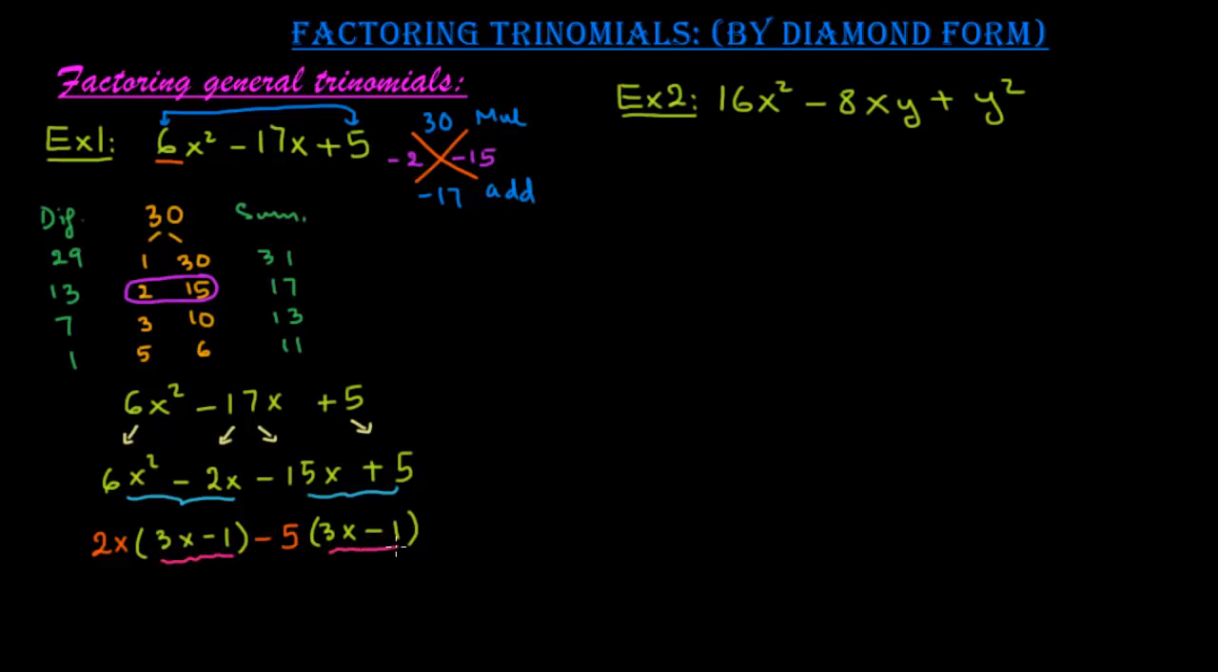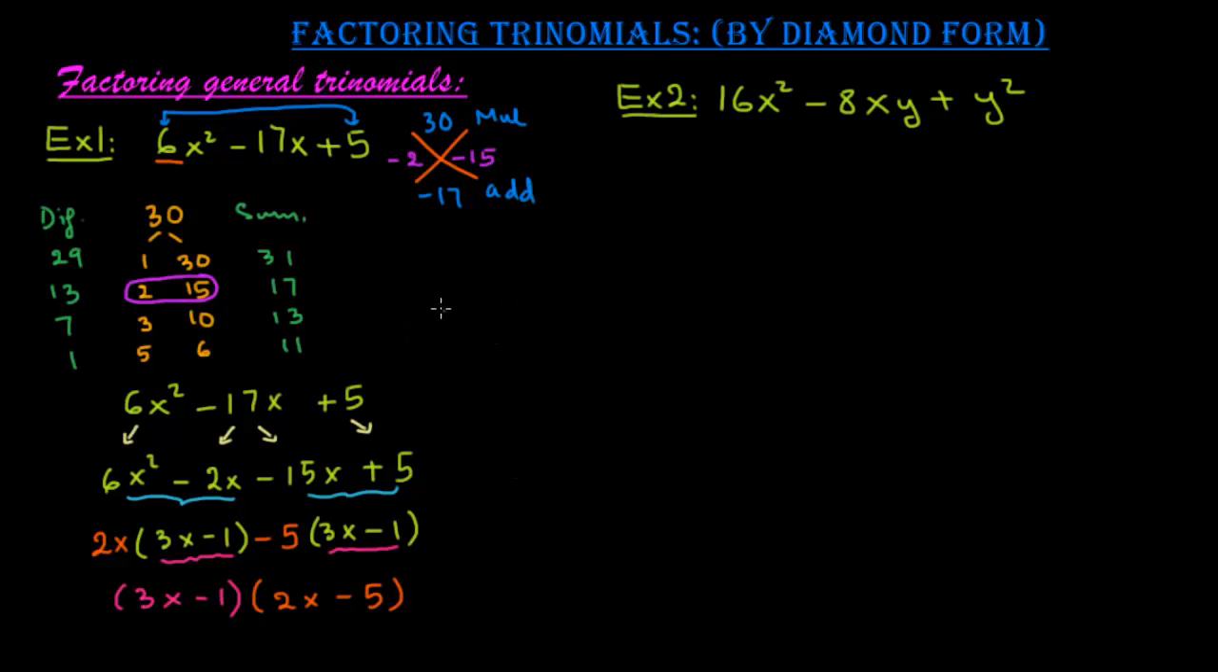And again, anytime we do grouping 2 by 2, they are always alike. So keep going, pull it outside. We have 3x minus 1 times 2x minus 5. So the answer, 3x minus 1 times 2x minus 5, is the final answer for example 1.